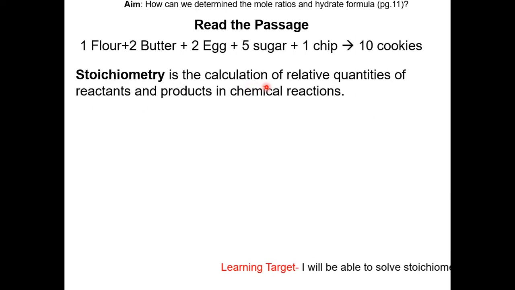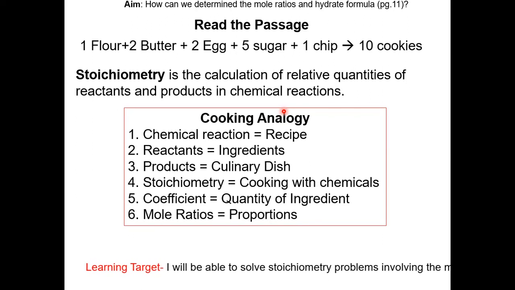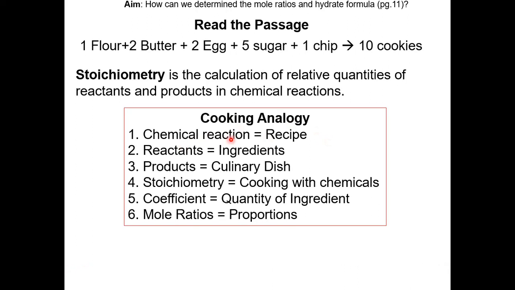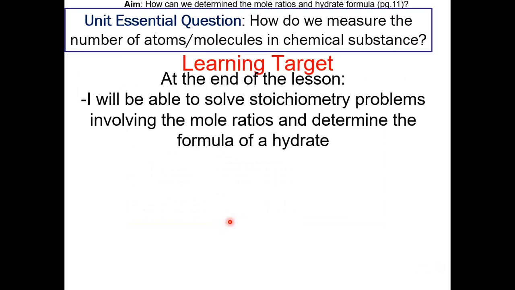Stoichiometry is the calculation of the relative quantities of reactants and products in a chemical reaction. Here's a cooking analogy. So imagine the chemical reaction is the recipe, the reactants is the ingredients, the products is the culinary dish. Stoichiometry is basically cooking with chemicals. Coefficient is the quantity of the ingredient, and mole ratios is the proportions between the ingredients and the products. So we will discuss what mole ratio is in this lesson.